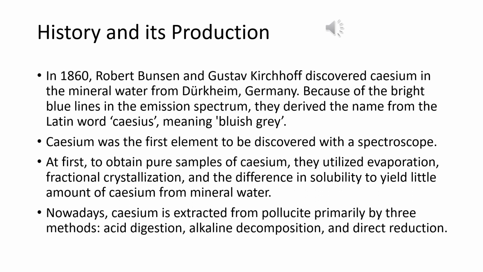At first, to obtain pure samples of cesium, they utilized evaporation, fractional crystallization, and the difference in solubility to yield a little amount of cesium from mineral water. Nowadays, cesium is extracted from pollucite primarily by three methods: acid digestion, alkaline decomposition, and direct reduction. Those three methods increase the efficiency of production.